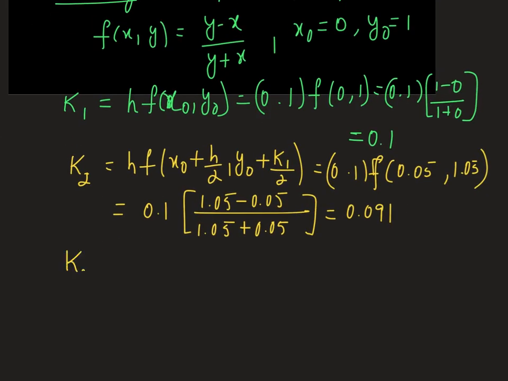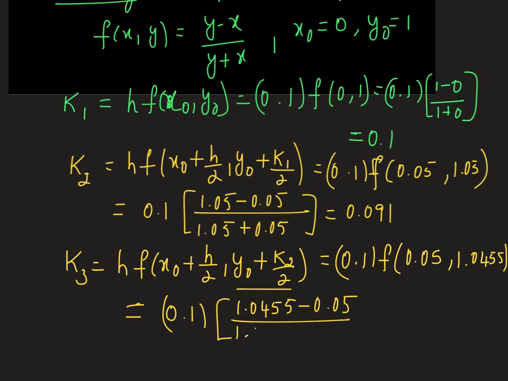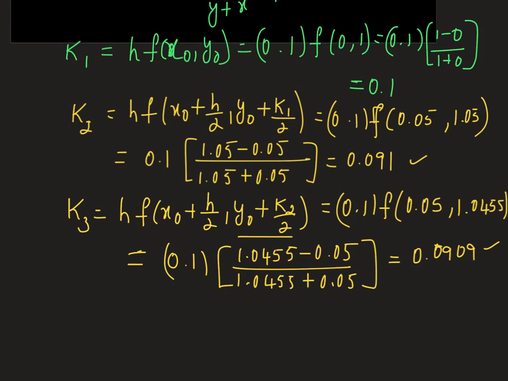Next we find k3. It is h f of x naught plus h by 2, y naught plus k2 by 2. So it is 0.1 f of 0.05, and y naught plus k2 by 2 is 1.0455. Substituting this in the function, 0.1 times 1.0455 minus 0.05 divided by 1.0455 plus 0.05. This gives us 0.0909. So see students, k2 and k3 are always nearly similar.